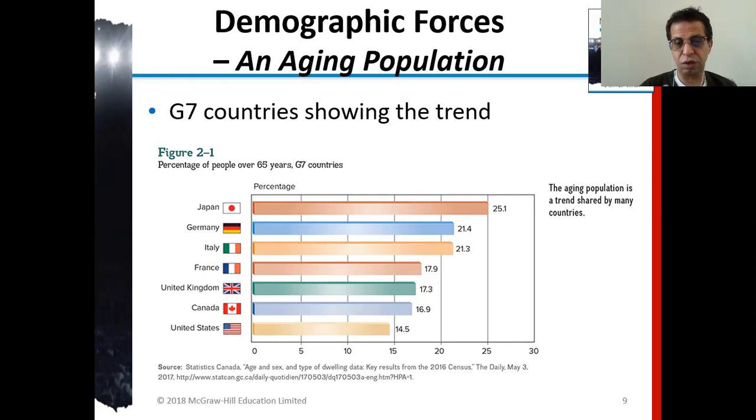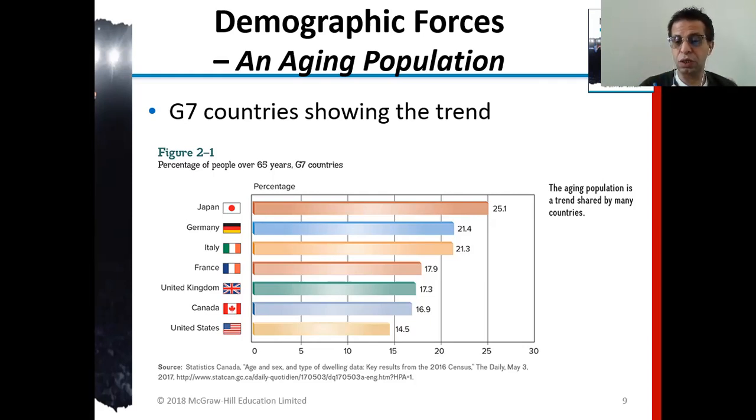in the G7, which is the 7 great countries that produce the leaders, the percentage of people over 65 years. In Japan, it is almost 25%, so for every 4 people, there is 1 person over 65. In Germany it is 21. In Italy it is 21. And in Canada it is almost 17. And the lowest is the USA. The aging population is a trend shared by many countries.